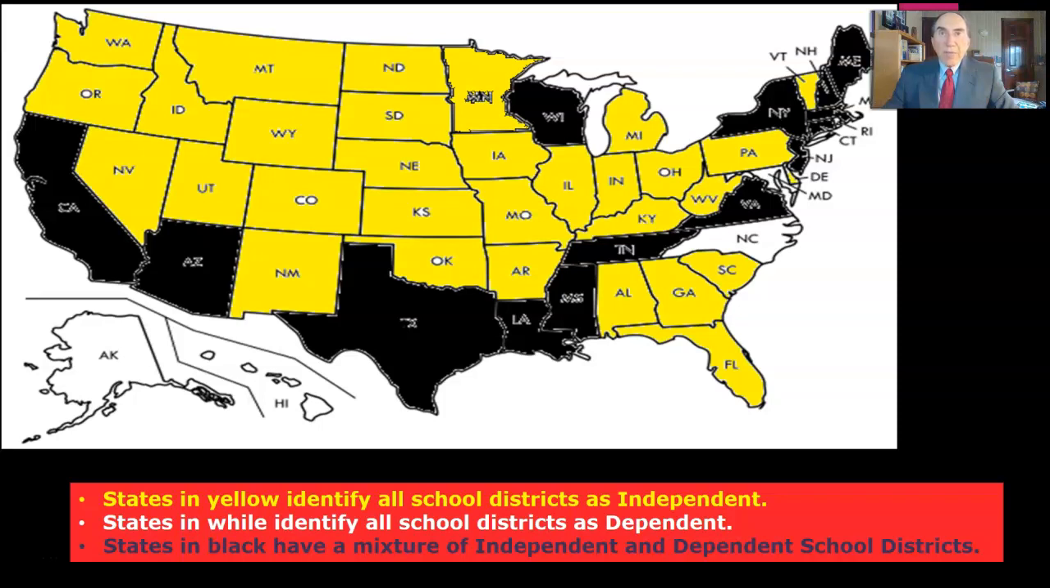19 states have a mixture of independent and dependent school districts. Therefore, the independent districts in these states have taxing authority, but dependent districts do not. The Census Bureau reported that 90% of primary and secondary public school systems in the United States are independent districts. Which type of governing structure is your district?